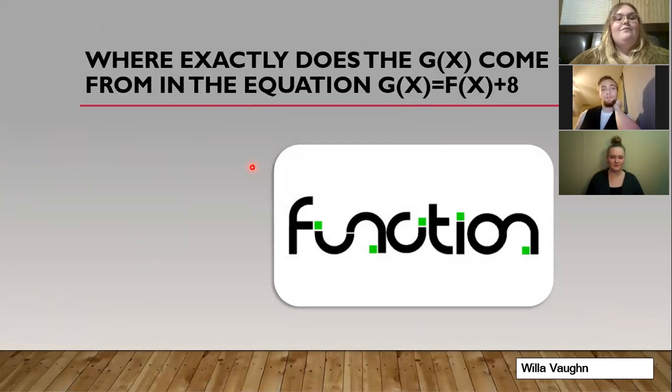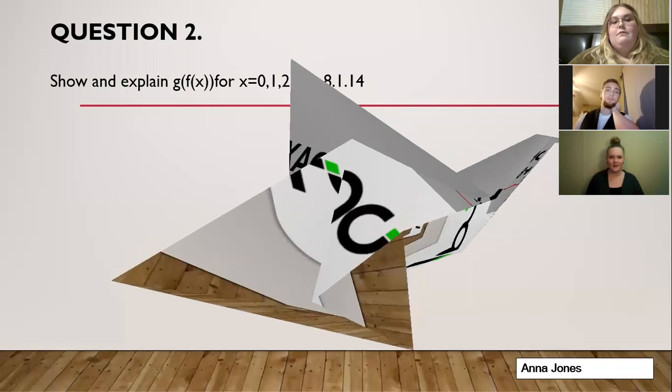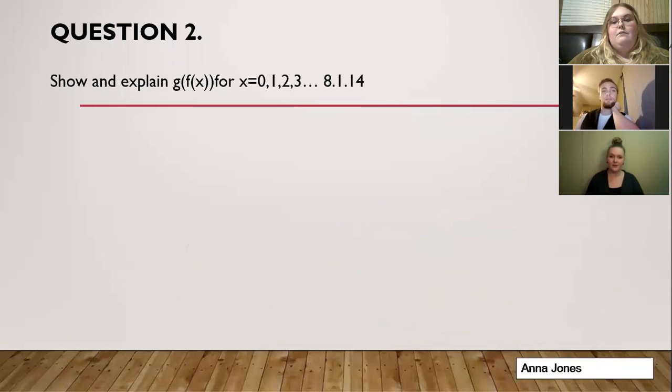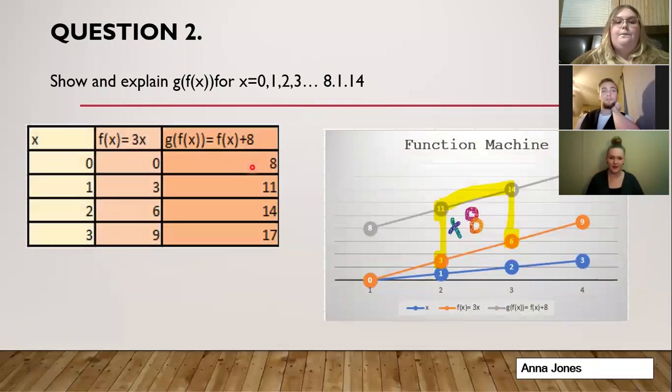Okay. So I'm a little shaky on this question right now. Where exactly does the g of x come from in the equation g of x equals f of x plus 8, Anna? So the g of x is basically the same as f of x. It's just we're putting f of x inside of g of x.